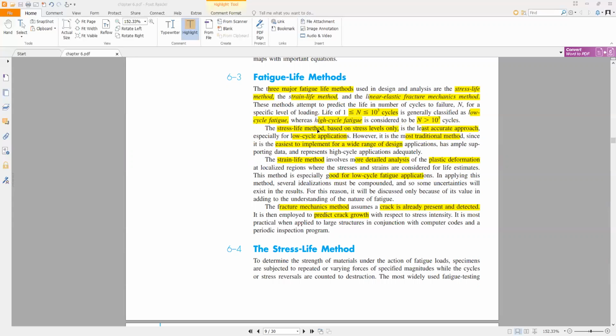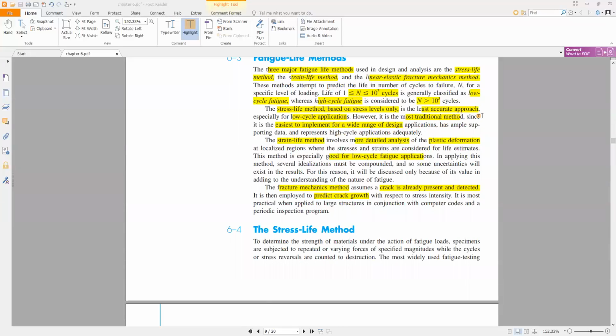Okay, the stress life method, based on stress level only, is the least accurate method. This first one is the least accurate and applies to high cycle applications. This is the most traditional method, easier to implement and widely used in design. It is faster, and even though it's less accurate, it's the traditional way and the result can be easily obtained to predict.